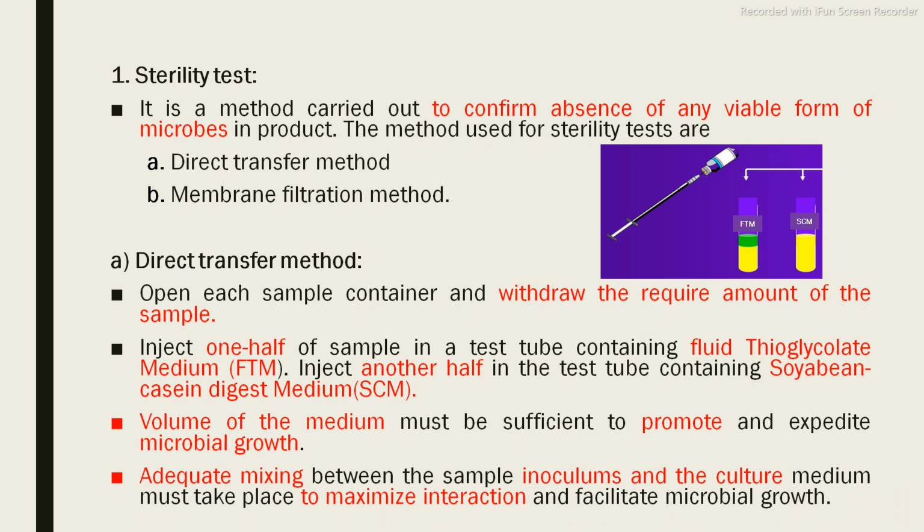And what is the desired temperature? It is about 37 degrees Celsius. So this 37 degrees Celsius temperature is very good, or it is favorable for the growth of microorganism. So once the adequate mixing is done in fluid thioglycolate and soybean casein medium, then we have to transfer both of the test tubes into the incubator. Then the incubator will provide the sufficient environment and microorganism will start growing. And we have to keep both of these test tubes for minimum 7 days.